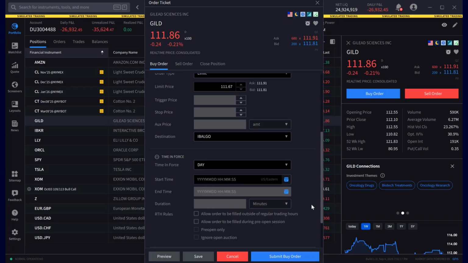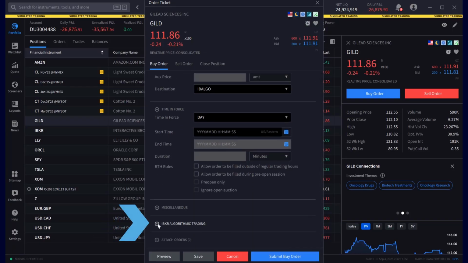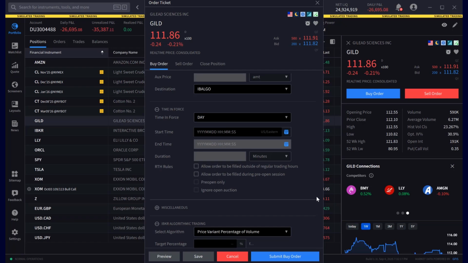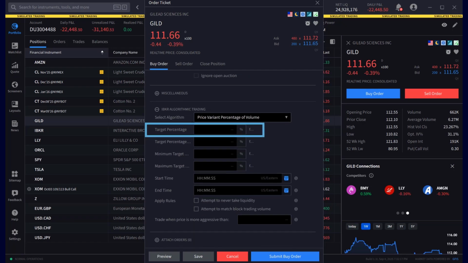The investor then scrolls down to the IBKR Algorithmic Trading section and selects Price Variant Percentage of Volume from the list. The investor then sets the target percentage. This is the pace of the order relative to the average daily volume. Next, set the target percentage change rate, which will increase or decrease the target percentage based on price movement.